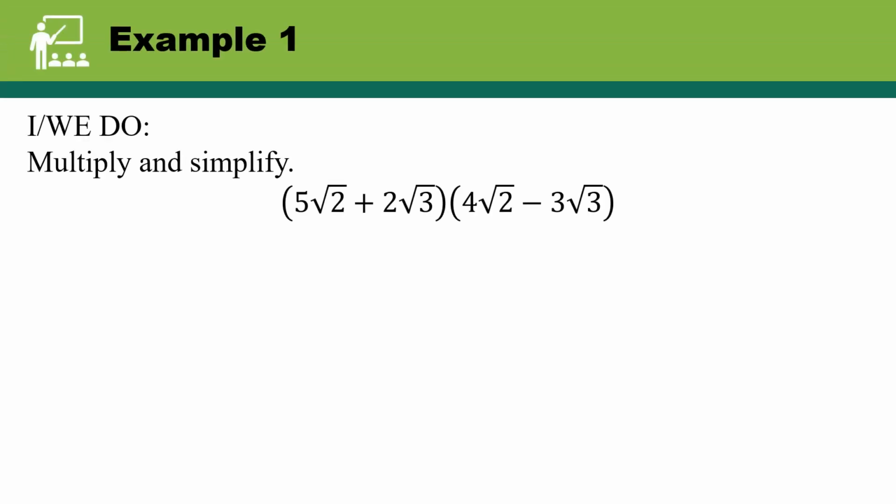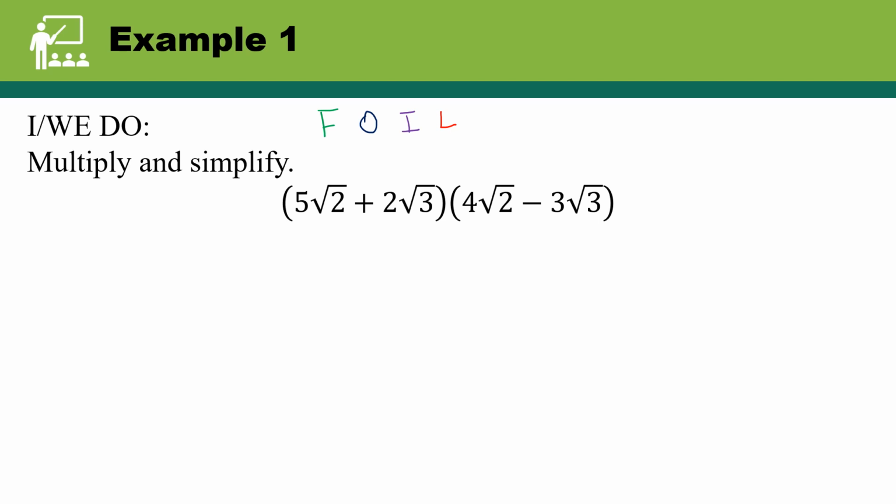Example 1, multiply and simplify 5 square root of 2 plus 2 square root of 3 times 4 square root of 2 minus 3 square root of 3. So we are going to use the FOIL method. First, we'll multiply the first terms, then we'll multiply the outside terms, then we will multiply the inside terms, and then we'll multiply the last terms.